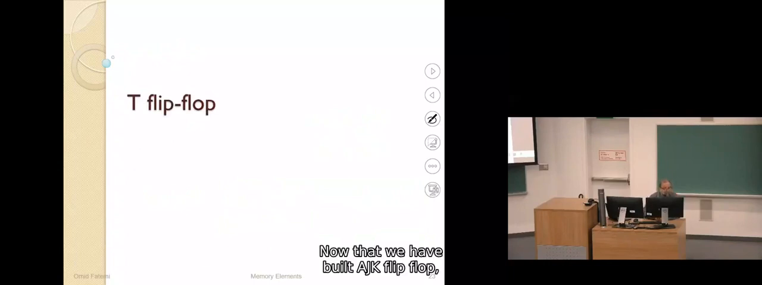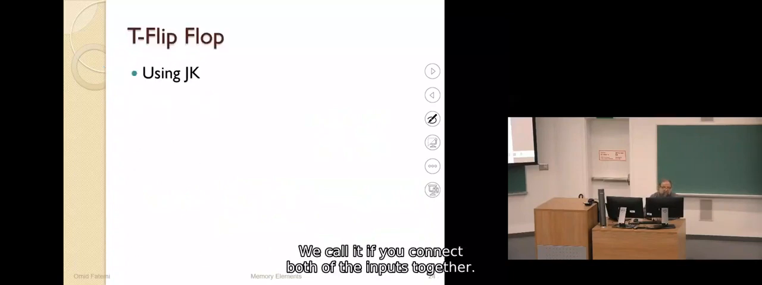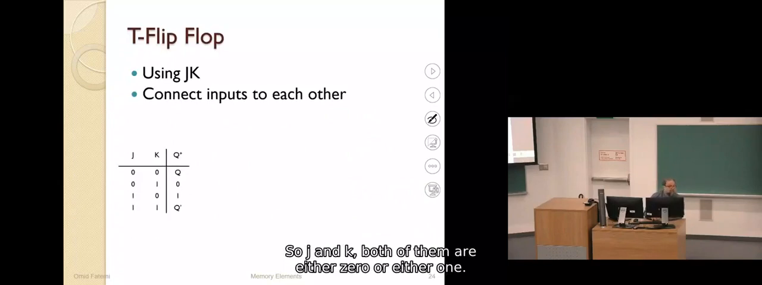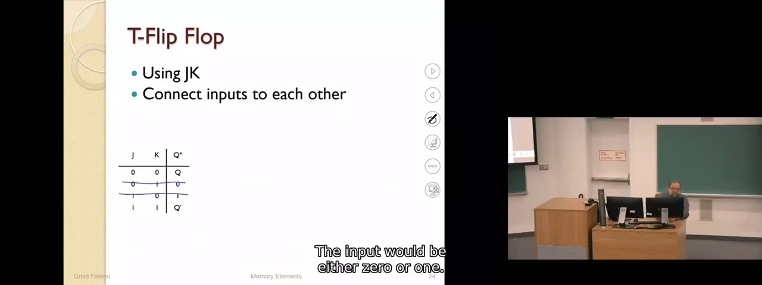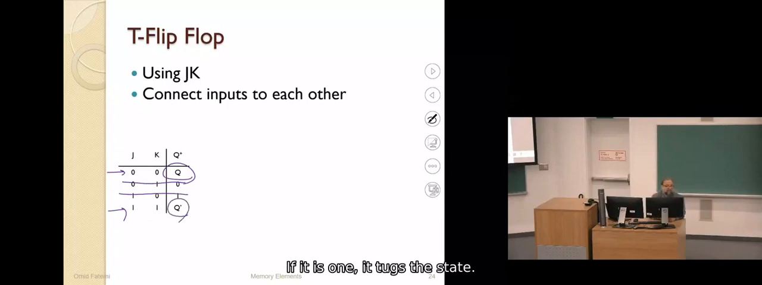Now that we have built a JK flip-flop, let's build another flip-flop. We call it T. So if you connect both of the inputs together, so J and K, both of them are either 0 or 1. So we don't have this, we don't have that, we just have this. So the input would be either 0 or 1. If it is 0, it keeps the state. If it is 1, it toggles the state. So we have built a toggle flip-flop, a T flip-flop.